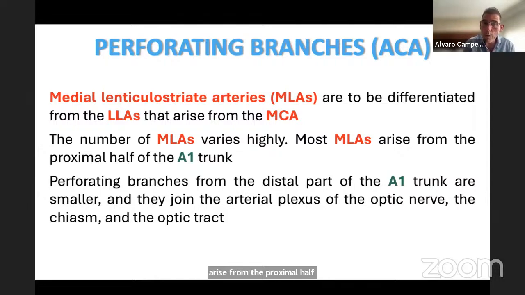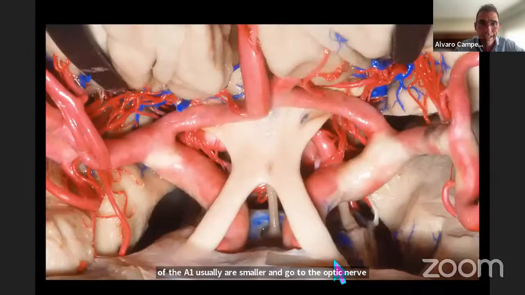So if we are going to put a temporary clip in the proximal portion of the A1, we have to take care about the medial lenticulostriate arteries. But if we are going to put a temporary clip in the distal portion of A1, we have to take care about the recurrent artery because it is very close to it. And the perforating branches from the distal part of the A1 usually are smaller and go to the optic nerve, chiasm, and optic tract.